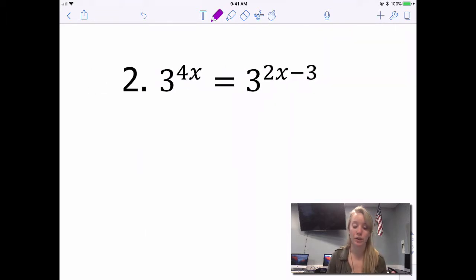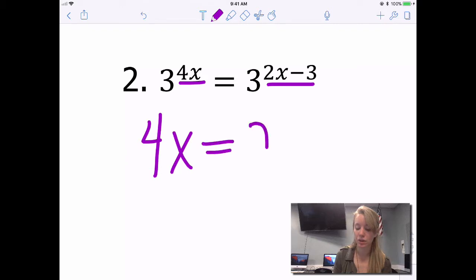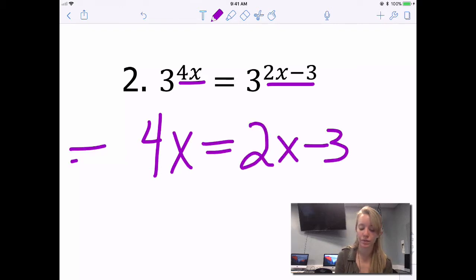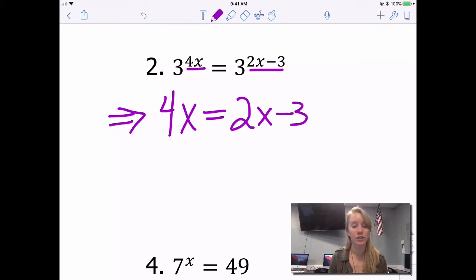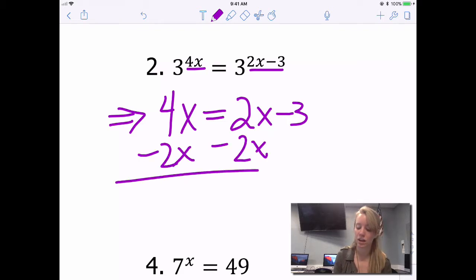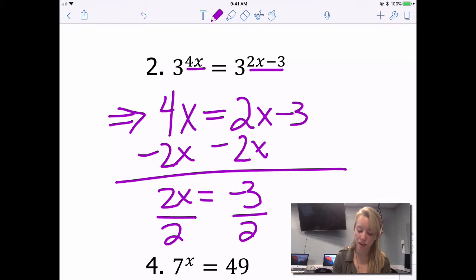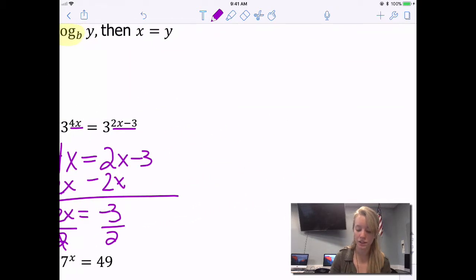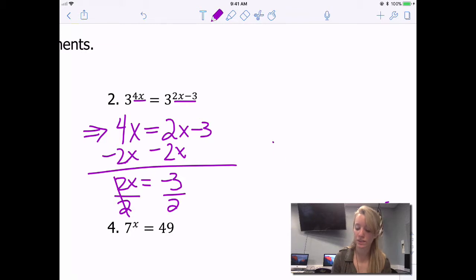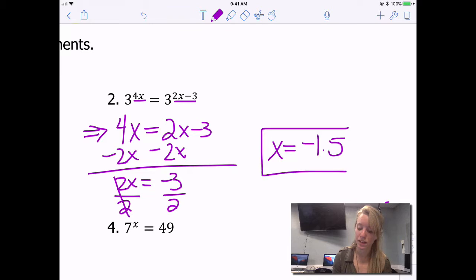All right, looking at number 2, again, my bases are equal, so I can set my exponents equal. 4x has to equal 2x minus 3. So this is an equation that you guys know how to solve. I subtract 2x on both sides to get all of my x's on one side and my numbers on the other side. I divide by 2 on both sides, and x is negative 3 over 2. I could also say negative 1.5. I don't care which way you say it.